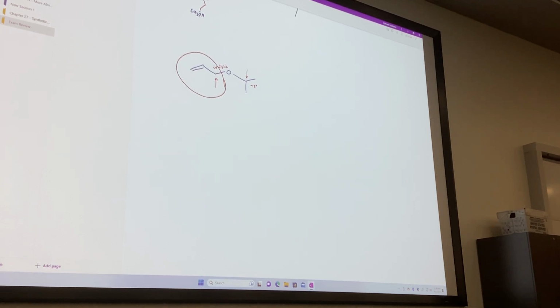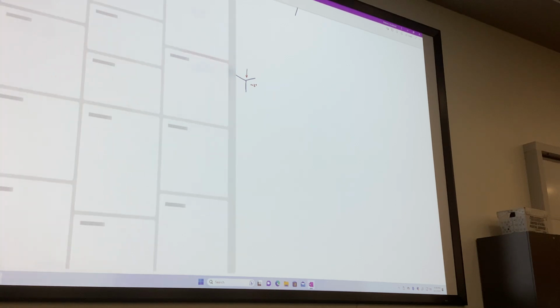Yes? So you're saying if you have a secondary on one side of the ether and a primary on the other, then the nucleophile will attack the primary? I would attack the primary. We'll protonate to activate the oxygen, and we'll attack the least hindered side.